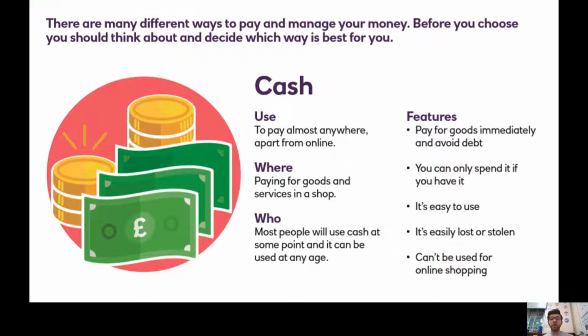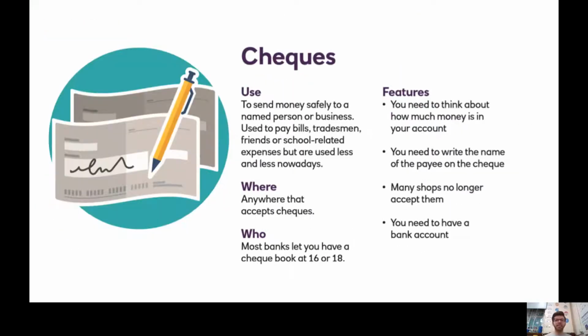Another feature of cash, you can only spend it if you have it, which you could see as either a negative or a positive. It's easy to use, just have to count it up. However, it can be really easily lost or stolen. Coins certainly slip down the sides of sofas. Wallets can be sometimes pinched from pockets if you're unlucky. And also you can't use it for online shopping as well. So cash is the first way that we can pay for things.